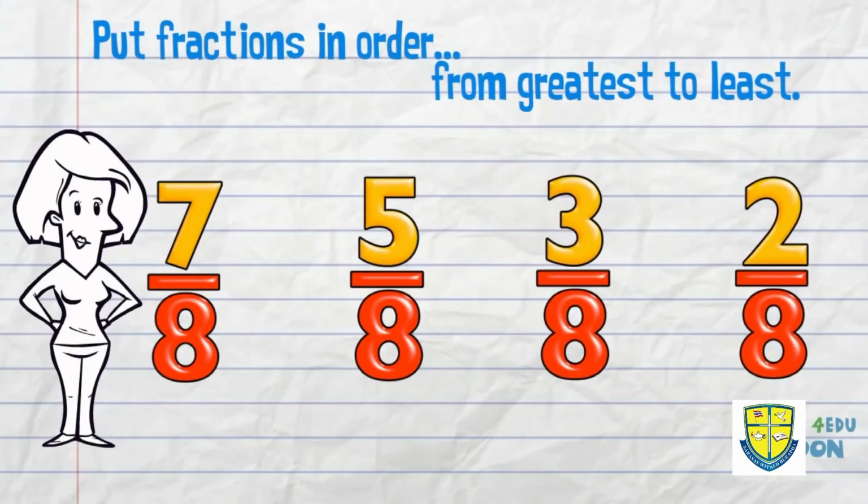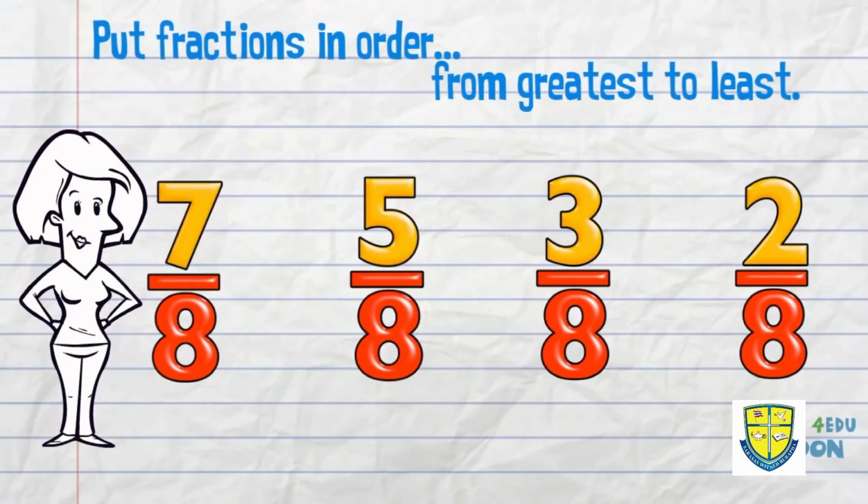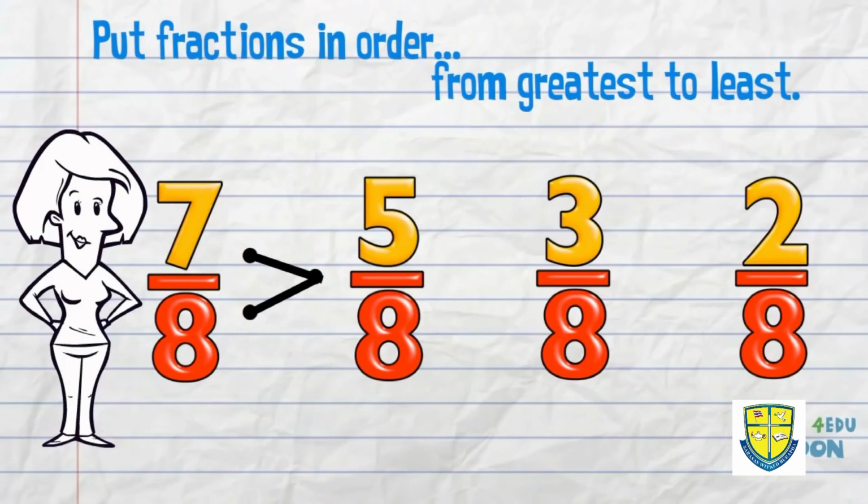Now they are arranged in descending order. We have to use the sign that shows that relationship. Between the first 2 fractions, put 2 dots for the bigger fraction and 1 dot for the smaller fraction. Join the dots, and there's our sign. Greater than. 7/8 is greater than 5/8.